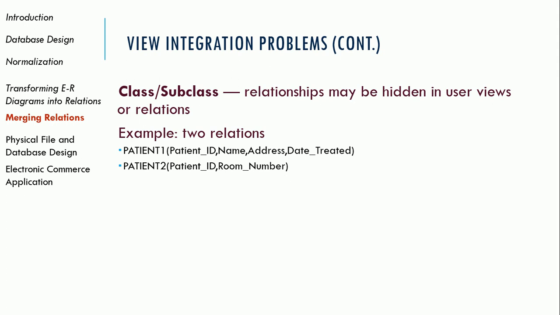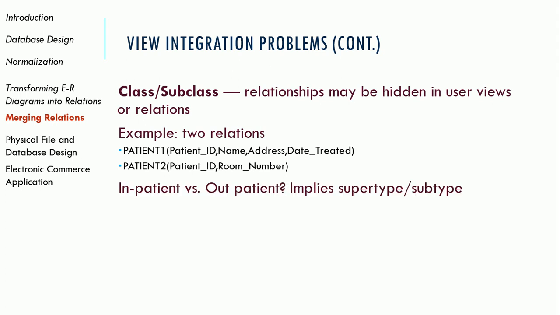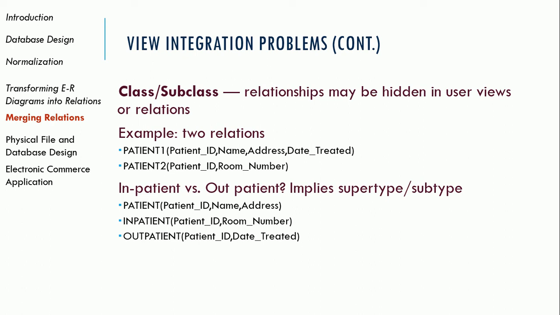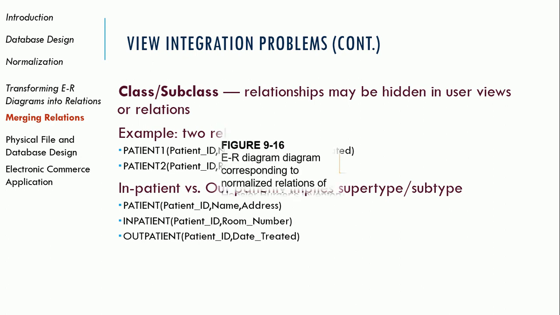But this might actually be a hidden composite relationship or a supertype and subtype relationship, for example. Maybe one of these is really an outpatient and the other one's really an inpatient, right? So we can't just merge them. We have to instead just call one patient and the other one inpatient, right? Or outpatient and inpatient or something like that. Okay? So, again, we have to watch out for those hidden subclasses and superclasses.